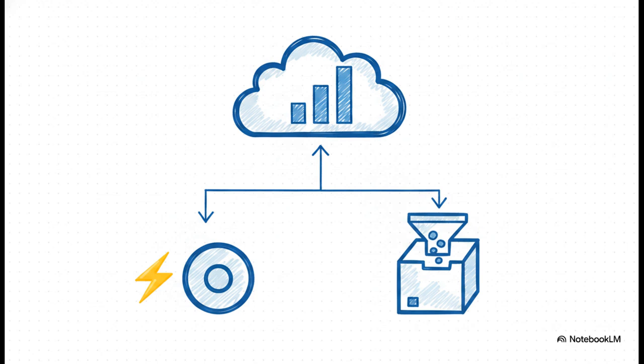Fog computing steps in next. It acts as a local gateway to optimize the flow of data and filter out the noise. And then finally, the cloud takes care of all the heavy lifting. We're talking storing massive amounts of historical data, running deep analytics, and training complex models over time. They all work perfectly in tandem like a well-oiled machine.